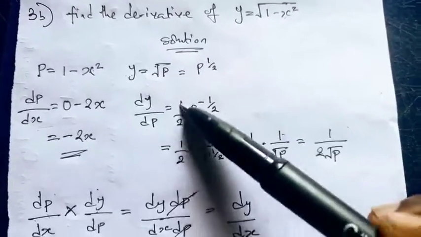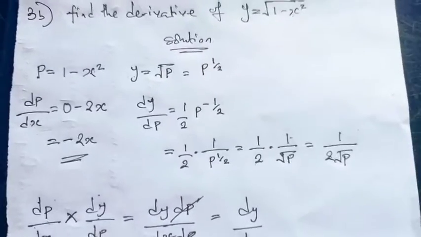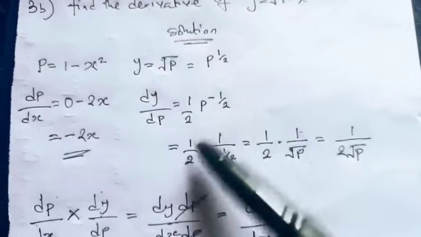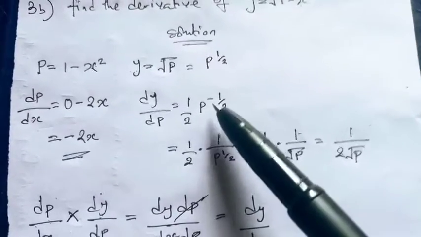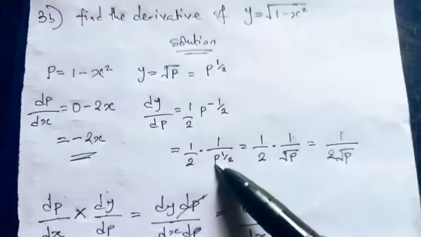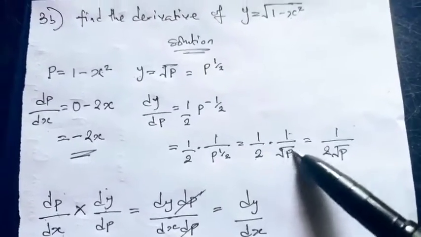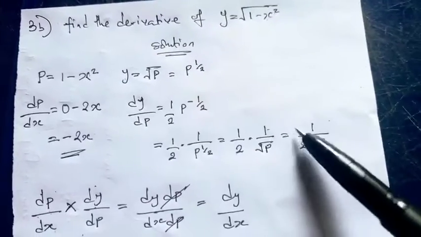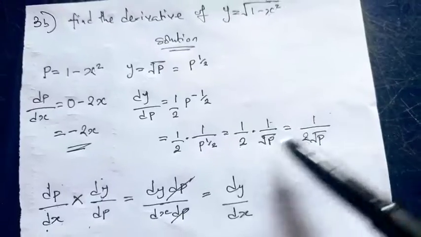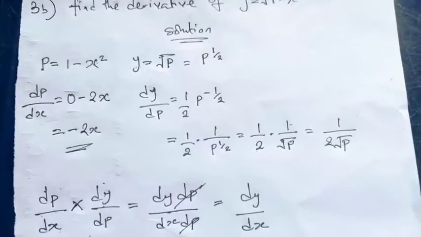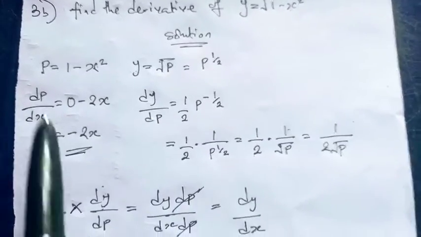Now I brought down this, which is what we have seen here. When I simplify this, recall in my last video I said this is the same thing as saying 1 over 2 multiplied by 1 divided by p raised to power half, which is the same thing as 1 over 2 multiplied by 1 divided by the square root of p. We can see it here. And this is equal to 1 over 2 square root of p. What we have just done here is to find two independent derivatives, dp dx and dy dp.